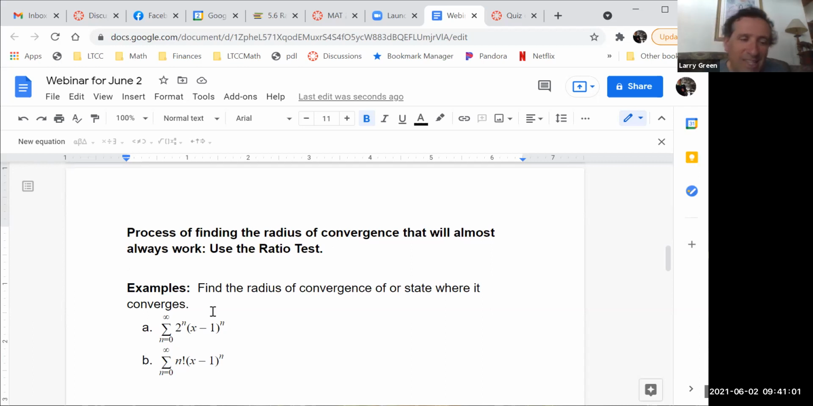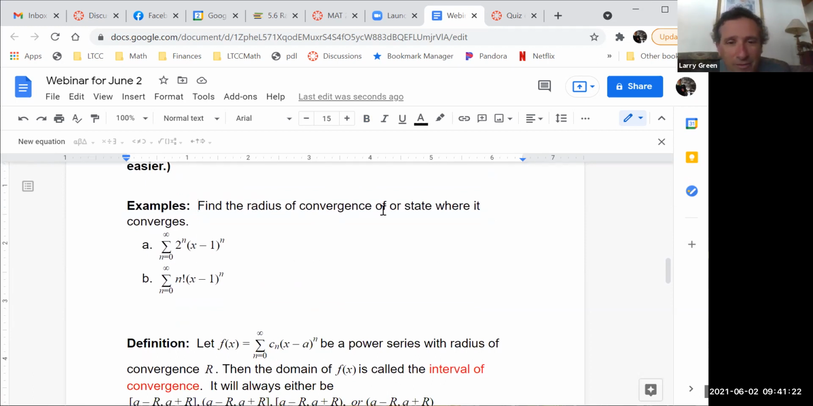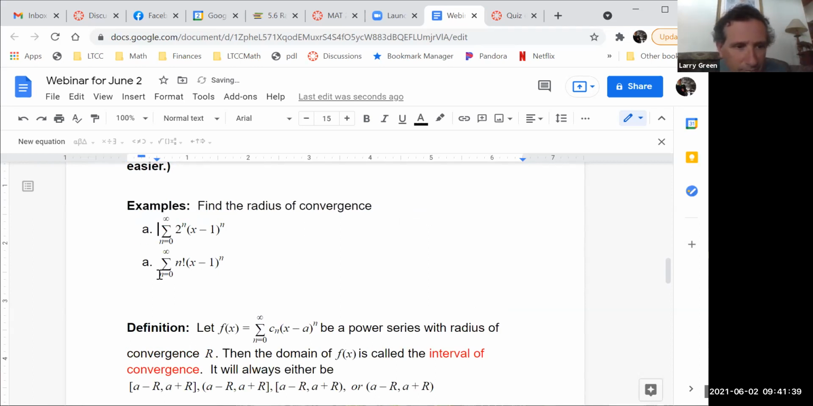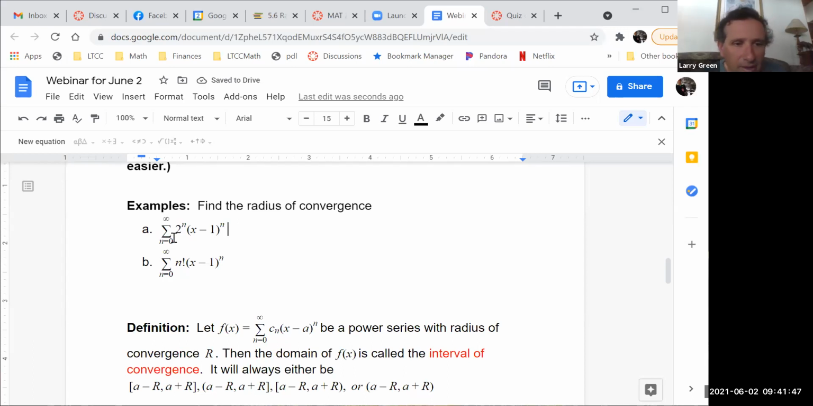So I kind of gave you an example where you could use a ratio test. Sometimes the root test is easier. But basically, if the root test works, the ratio test usually works also. So here's some examples. Find the radius of convergence or state where it converges. In fact, let me just say find the radius of convergence is easier. All right, so take a look. We have the sum from n equals 0 to infinity of 2 to the n, times (x minus 1) to the n. Okay, maybe I should say or state where it converges, now that I think of it.